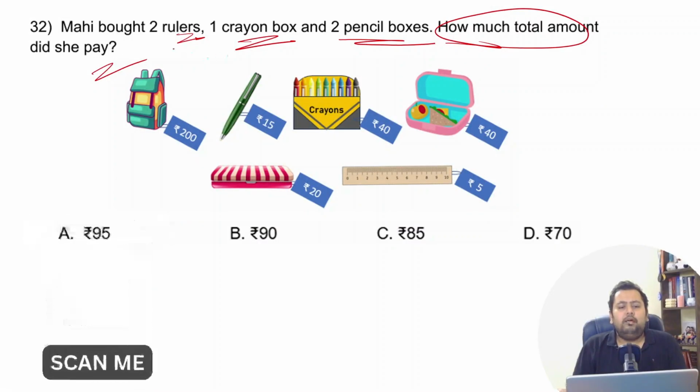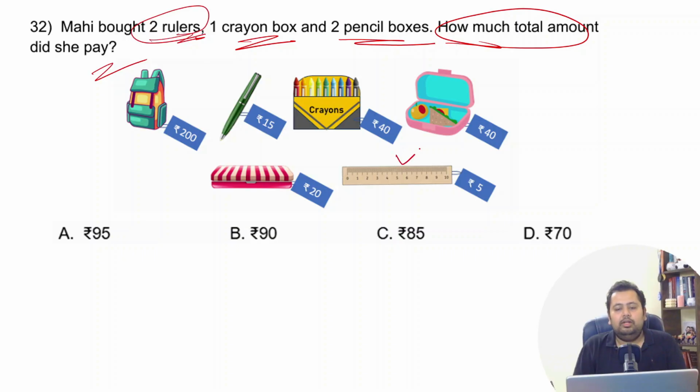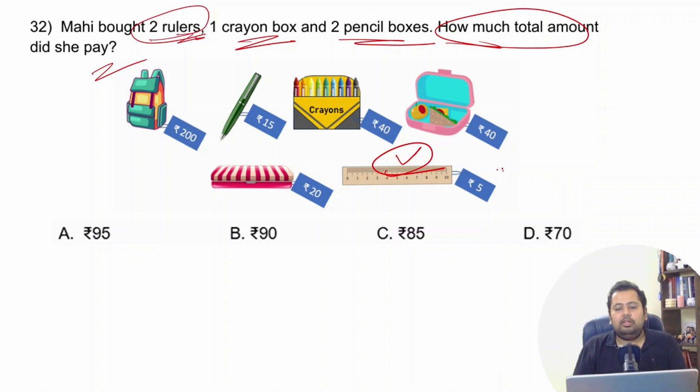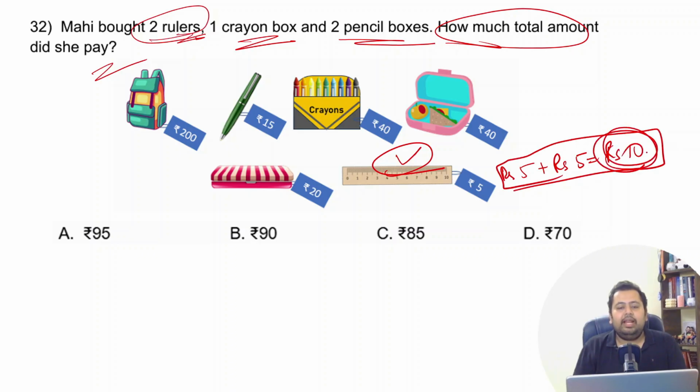So Mahi bought two rulers, right? This is a ruler. So she bought two rulers, right? So how much do two rulers cost? One ruler costs rupees 5. The second ruler costs rupees 5 as well. So total cost is rupees 10. So two rulers cost you rupees 10, right?